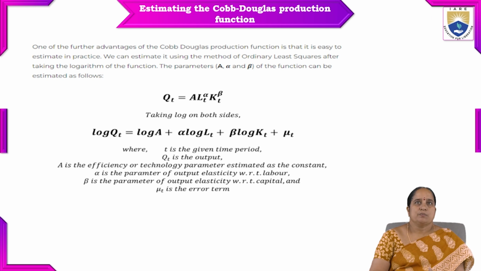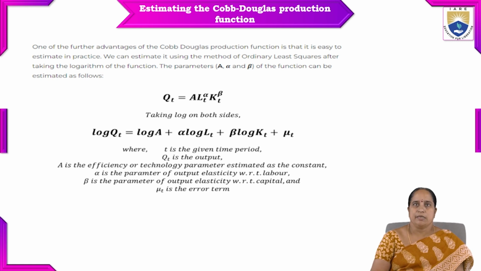Estimating the Cobb-Douglas production function. One of the further advantages of the Cobb-Douglas production function is that it is easy to estimate in practice. We can estimate it using the method of ordinary least squares after taking the logarithmic function. The parameters A, alpha and beta of the function can be estimated as follows.